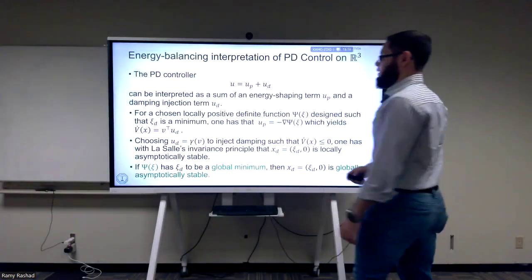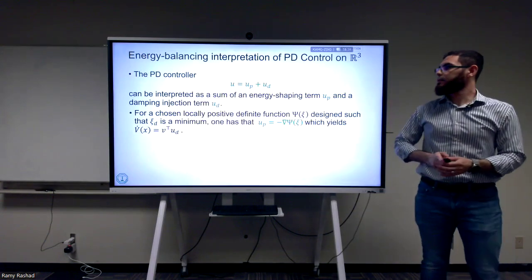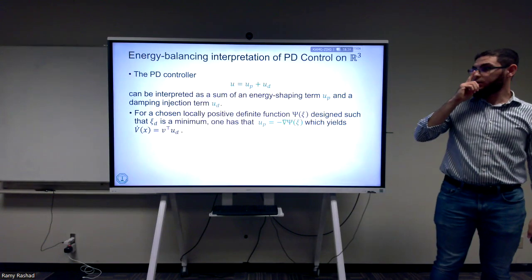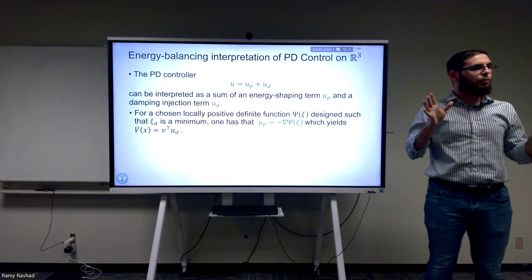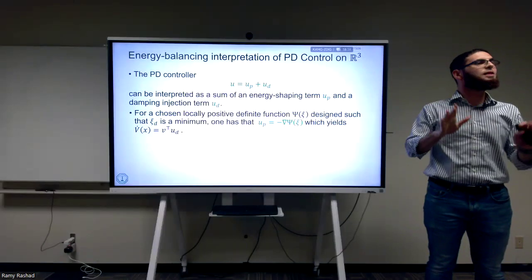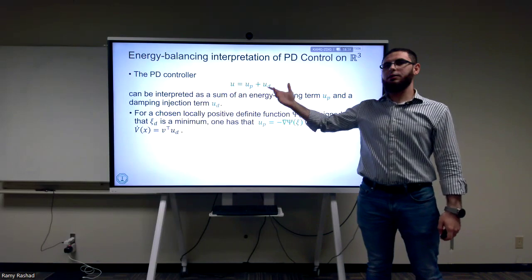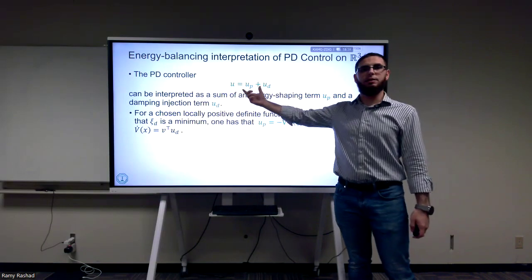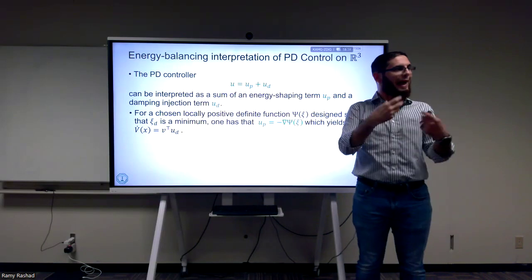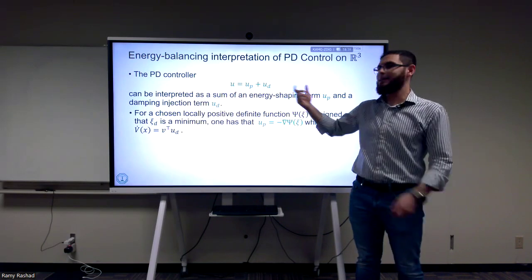What do we have? Okay, so this is the summary. So what is proportional and derivative control? You always start by this process. The first step is that you say U is a sum of two terms, UP and UD, one which will act as the proportional term and one which will act as the derivative term.